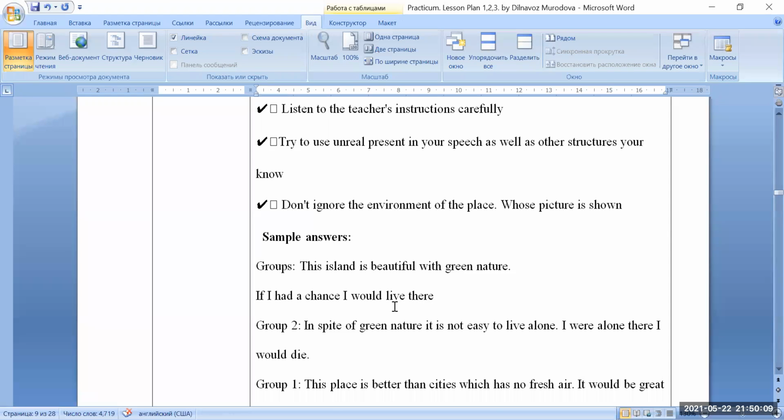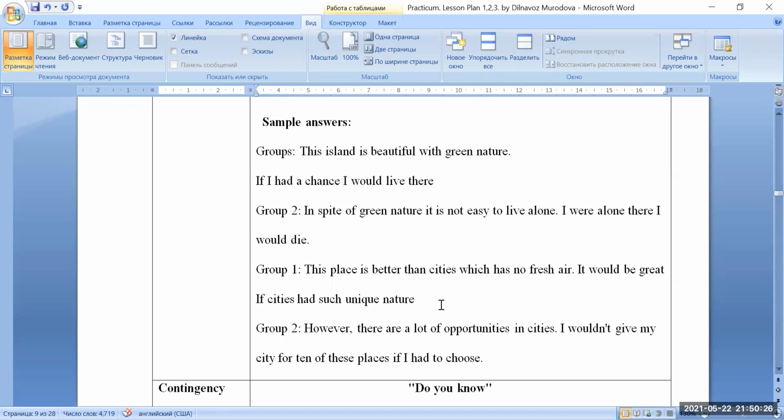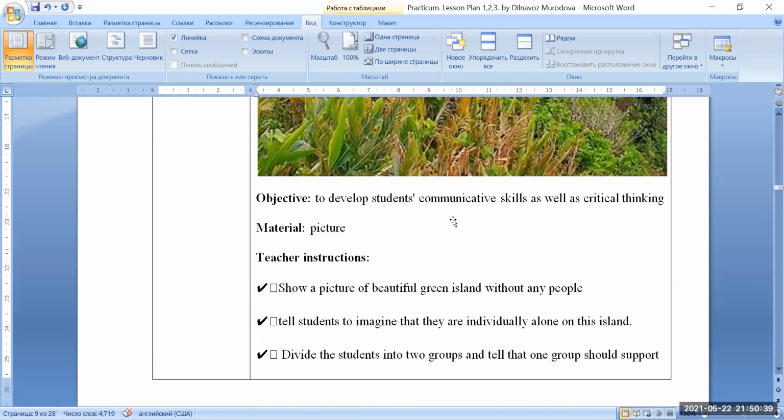Okay, now Shahodat and Muqaddam will speak about the negative side of living alone on this green island, okay? And Dinora and Aziza will speak about the positive side of being alone in that green nature. You understand me? In your speech, you are welcome to use the second conditional, but it is optional. You may use other ideas, other structures also. Okay, do you understand? Yes. And yeah, it is a picture.